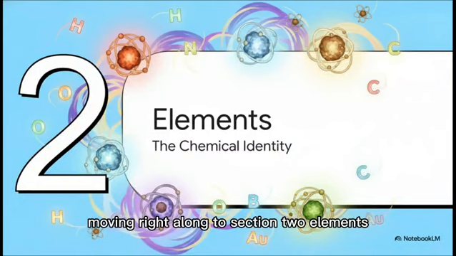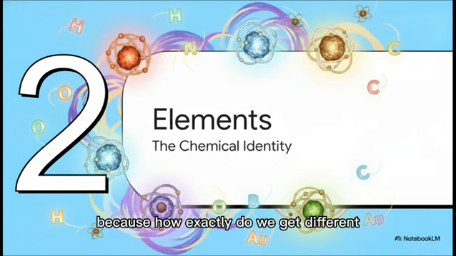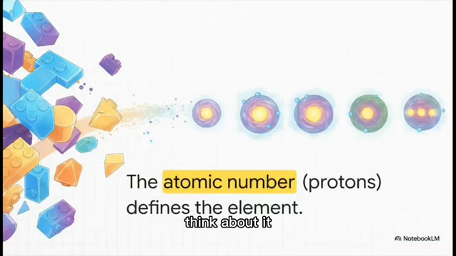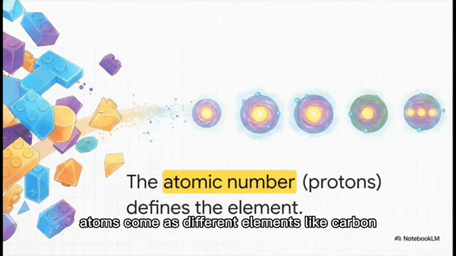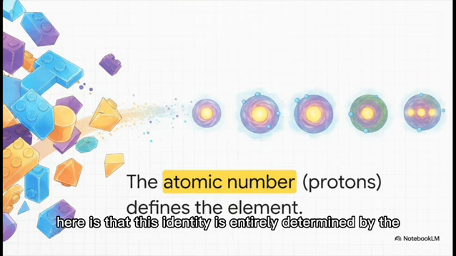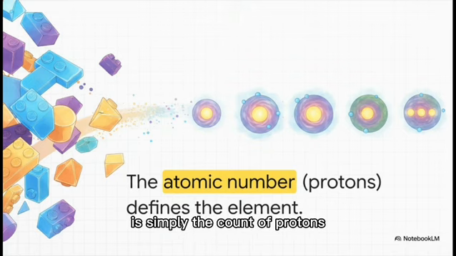Moving right along to Section 2, elements, the chemical identity. Because how exactly do we get different flavors of these fundamental atomic blocks? Think about it. Just like Lego pieces come in different shapes and colors, atoms come as different elements, like carbon, oxygen, or nitrogen. The absolutely crucial point here is that this identity is entirely determined by the atomic number, and that number is simply the count of protons packed into that atom's nucleus.